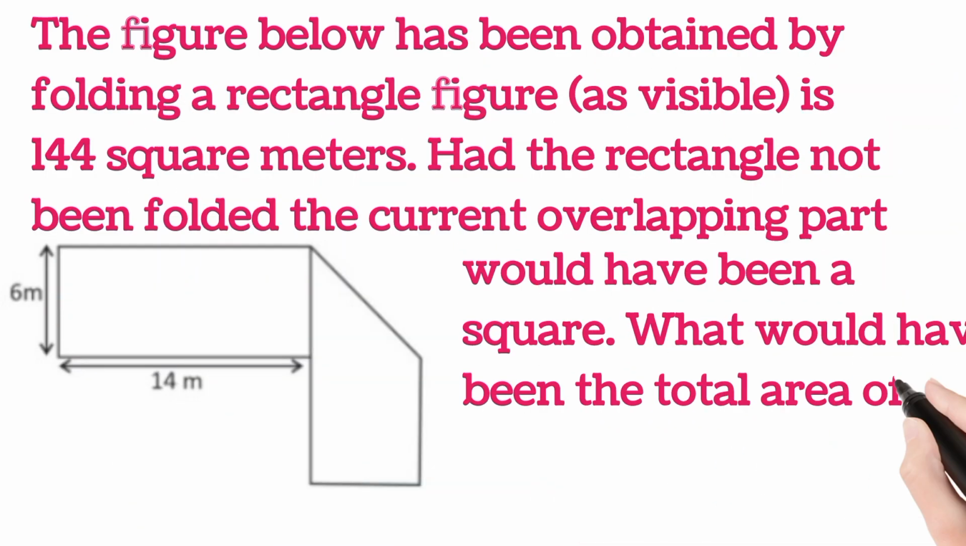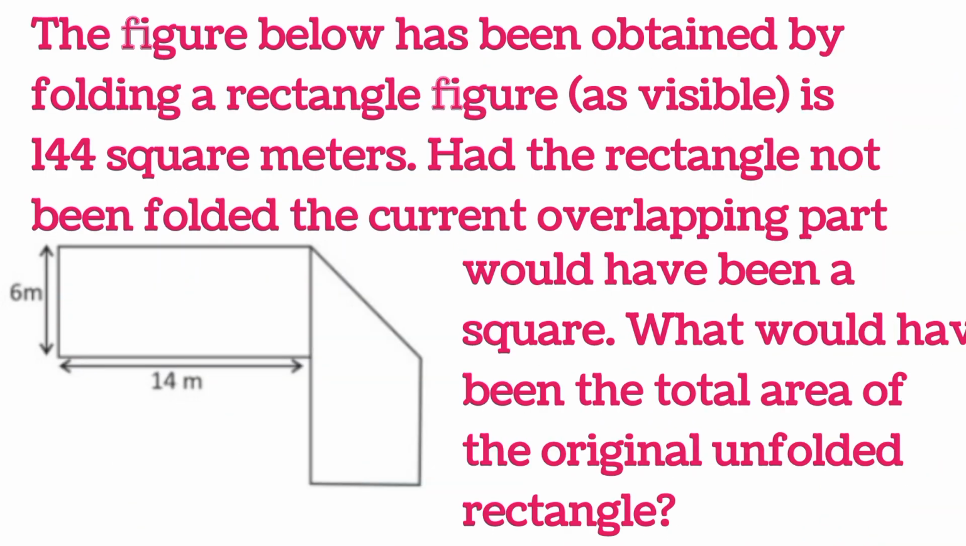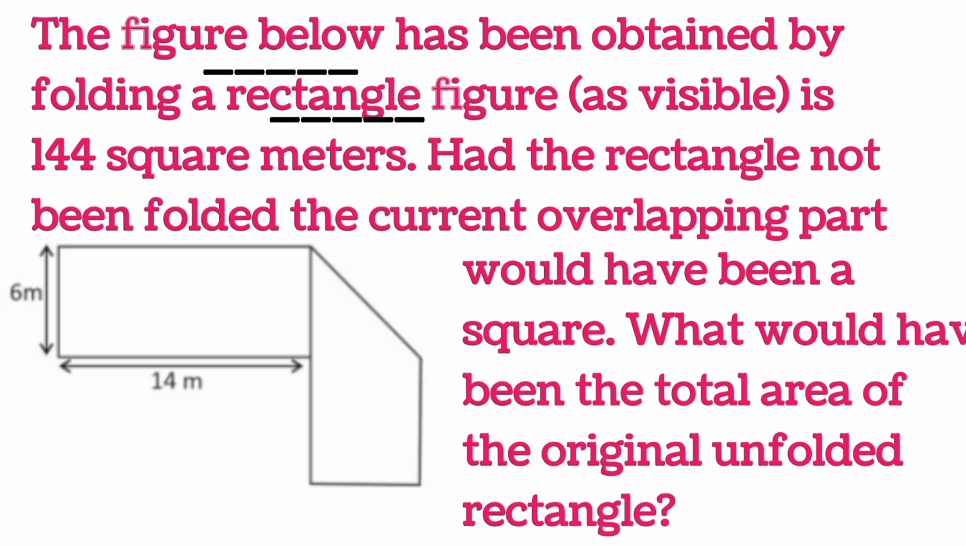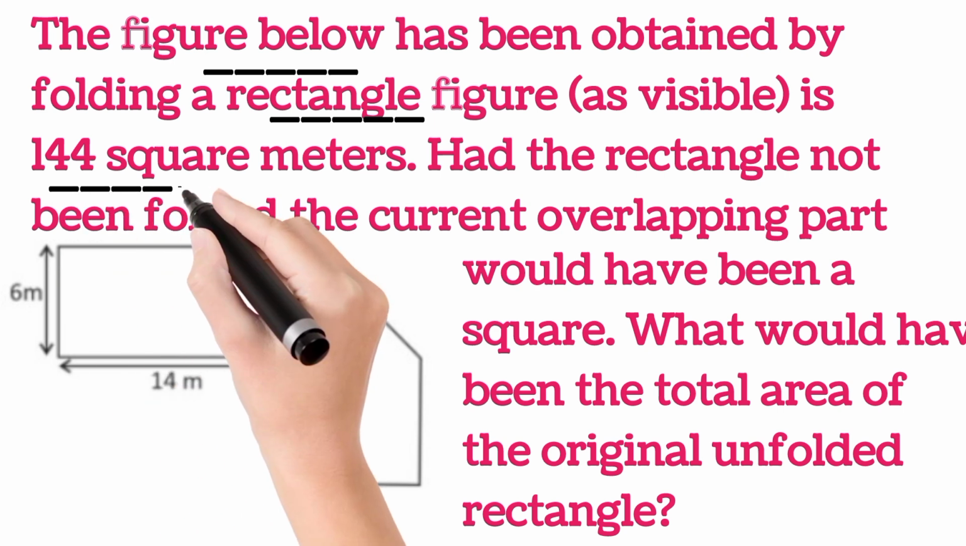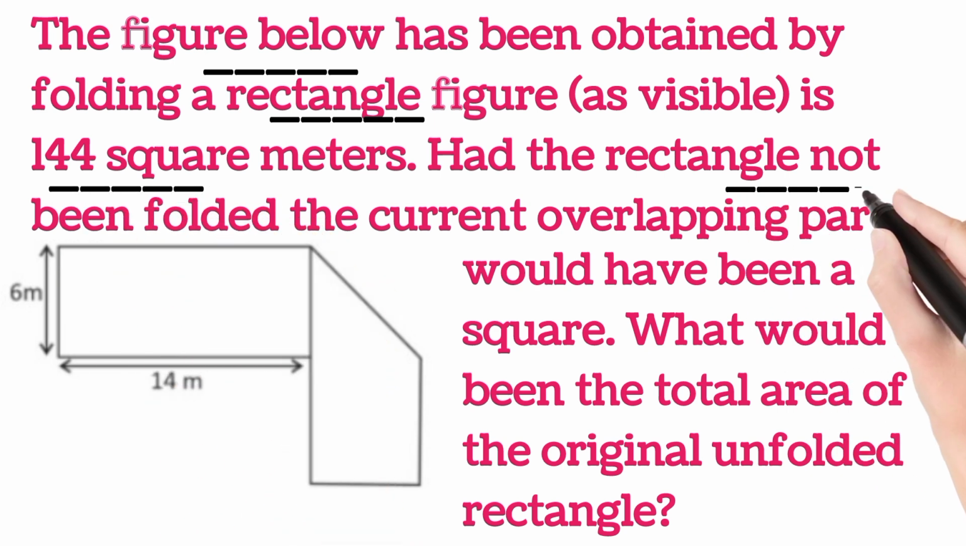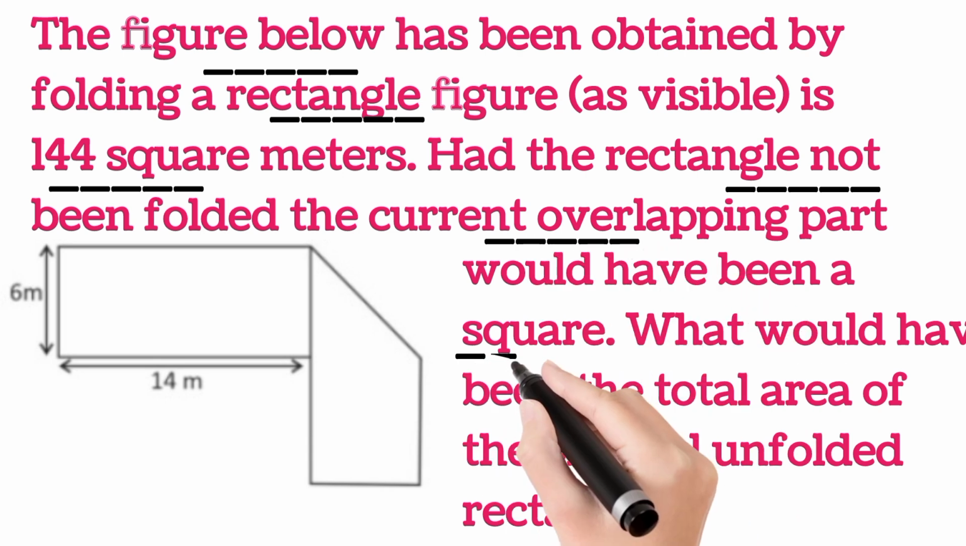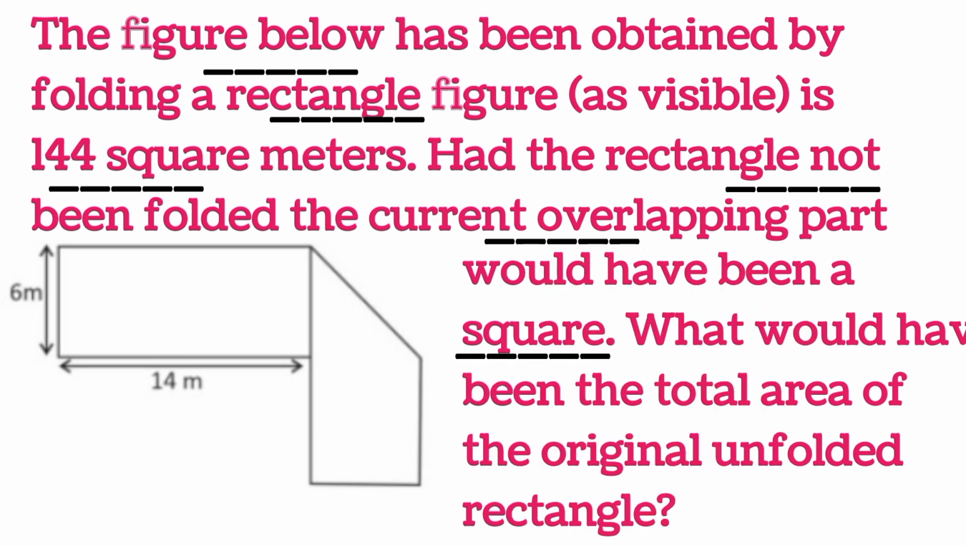Here is another competitive exam question which says the figure below has been obtained by folding a rectangle. The area of the figure is 144 square meters. Had the rectangle not been folded, the current overlapping part would have been a square. What would have been the total area of the original unfolded rectangle? So let's see how to solve this question.